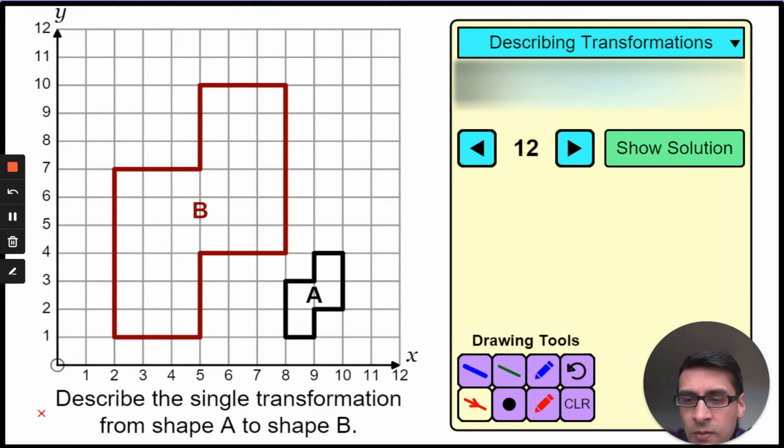Okay, question 12. Describe the single transformation. It's clearly an enlargement, so going from A to B. So we can draw our ray lines. I'm thinking the center of enlargement is going to be somewhere here. So let's see.